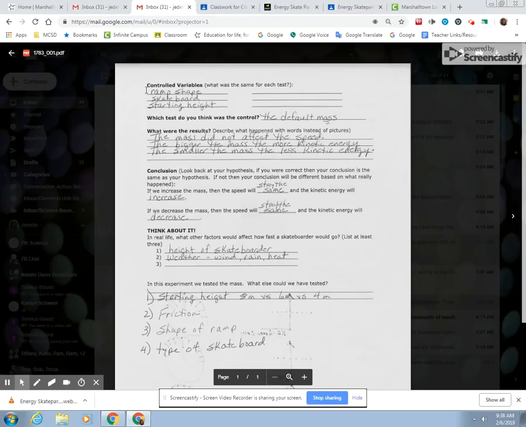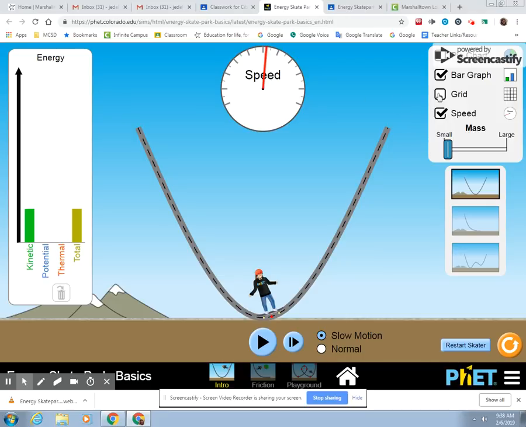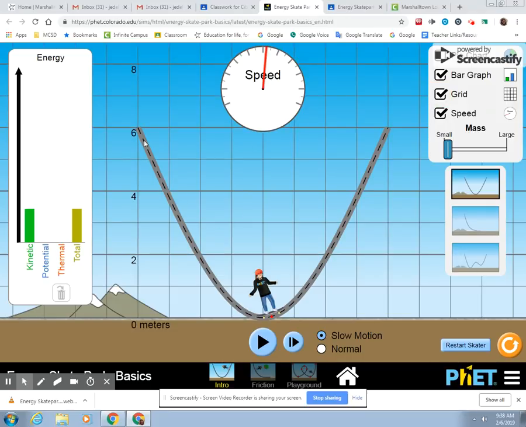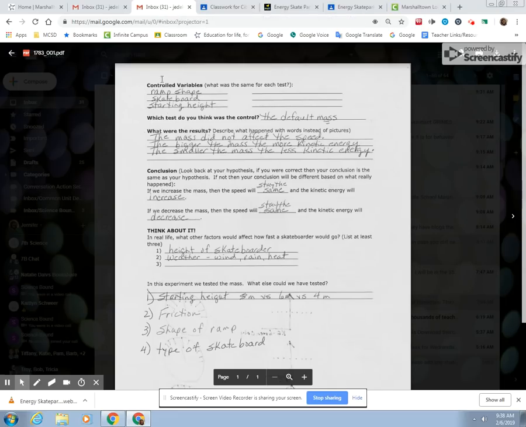That stayed the same each time, or it should have. You shouldn't have been messing around with that. The skateboarder, basically the skateboard stayed the same, and the starting height stayed the same. If you put the grid on for any reason, you could see that we were testing it at a 6-meter starting height, then hopefully you moved the skateboarder up to the very top each time. So that was a controlled variable.